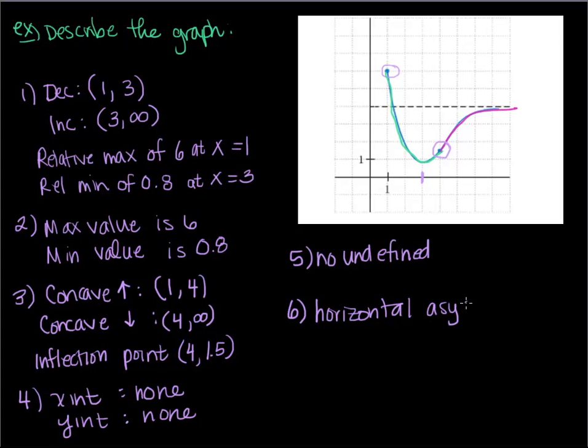Gotta be careful when you say that word. And what is my horizontal asymptote? It's a horizontal line, so it's y equals 4, okay? It's that line right there. y equals 4 is that horizontal line right there. I hope that makes sense.